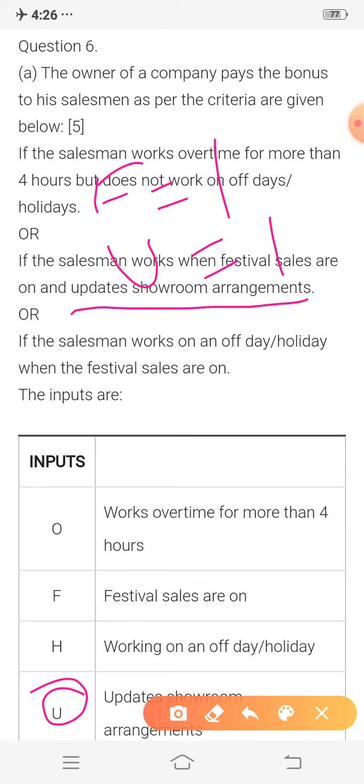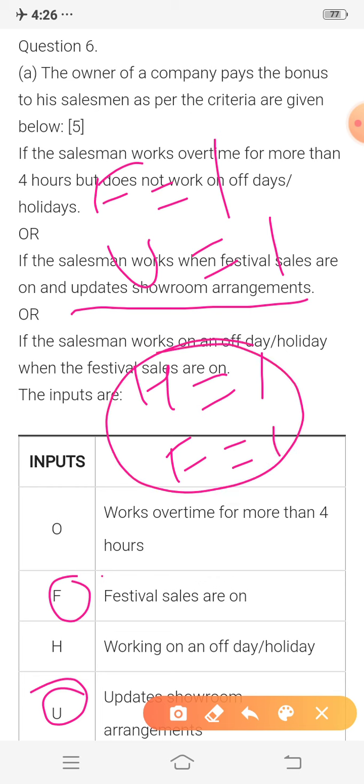Now the third one is: if the salesman works on off day or holiday, that means H is equal to 1. And when the festival seasons are on, festival seasons are on means F. So F is equal to 1. This is for the third criteria. This one is for the second criteria. So on the basis of these three conditions, you will make the truth table.